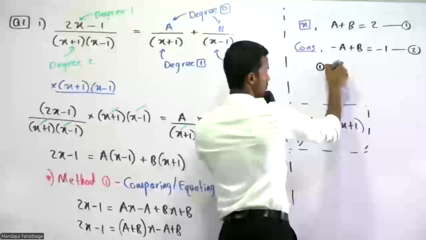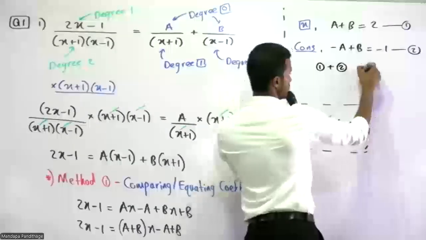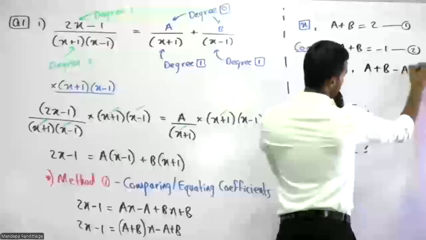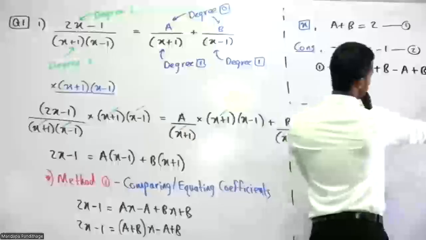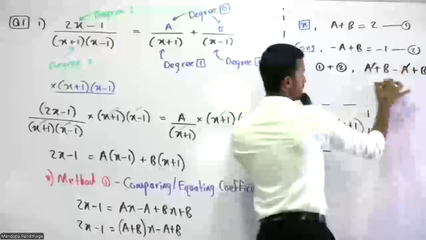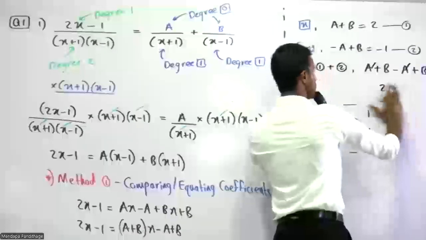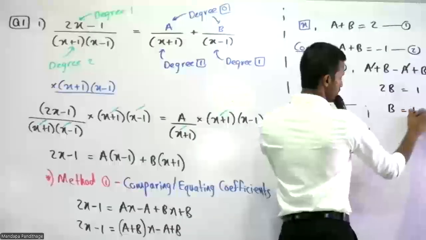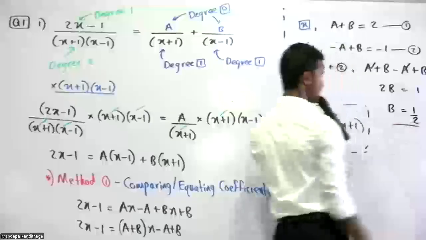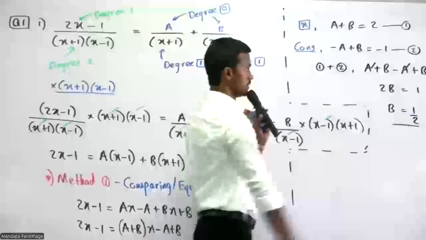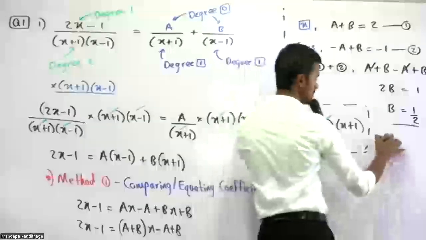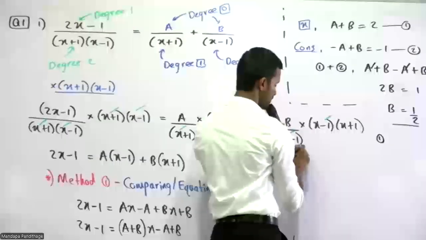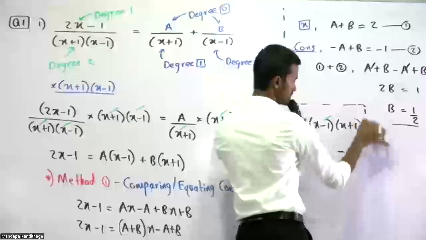Simply add these two, which gives you a plus b plus minus a plus b is equal to 2 minus 1. So 2b is equal to 1, which gives you that b is equal to half. You can find the other by substituting. So simplification, I need you to do alone, okay? After coming up to this one, there are two methods. I'll explain both methods.